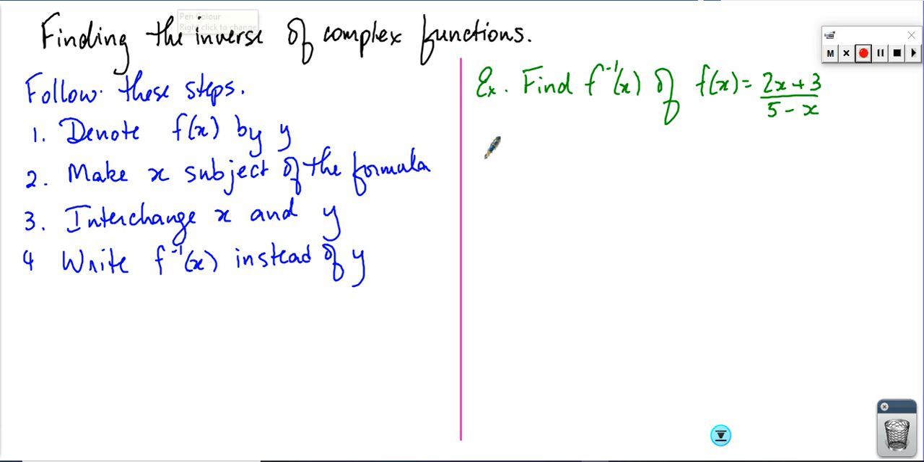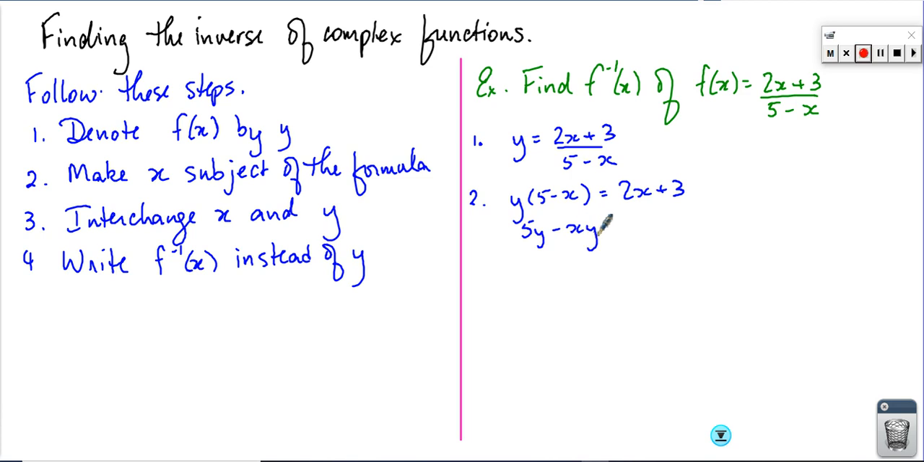So step number 1 was denote f(x) by y. So y equals (2x plus 3) all over (5 minus x). The second step was make x subject of the formula. Please be careful, if you make mistakes here the problem, of course, will not be correct. So I'm going to make x subject. First, I'm going to cross multiply. So y(5 minus x) is equal to 2x plus 3. We open up brackets: 5y minus xy equals 2x plus 3.